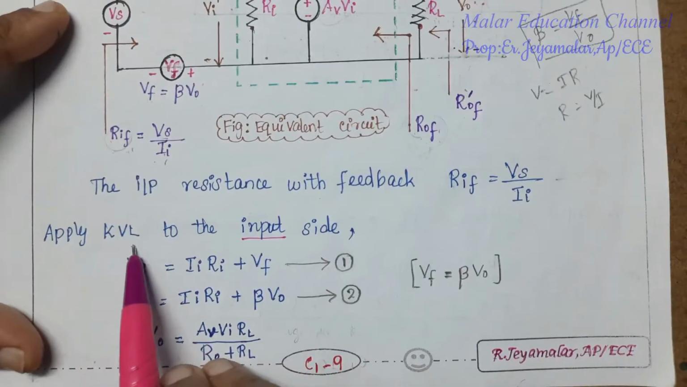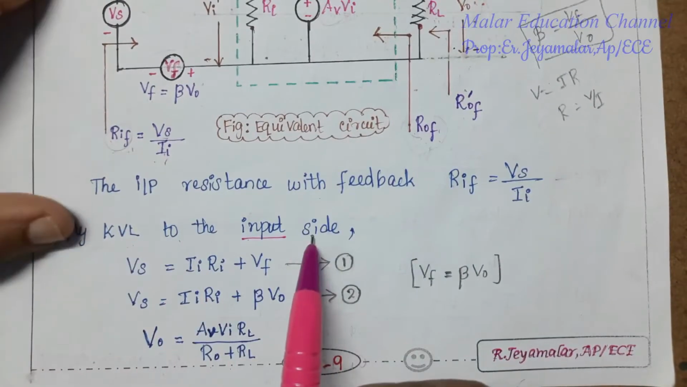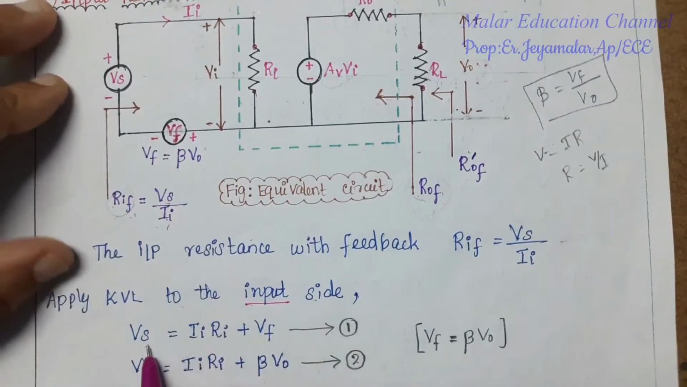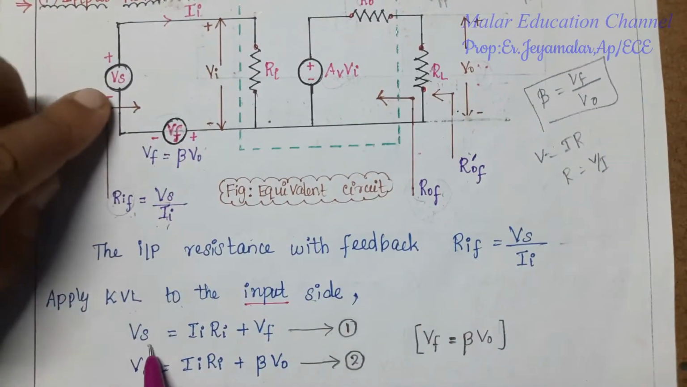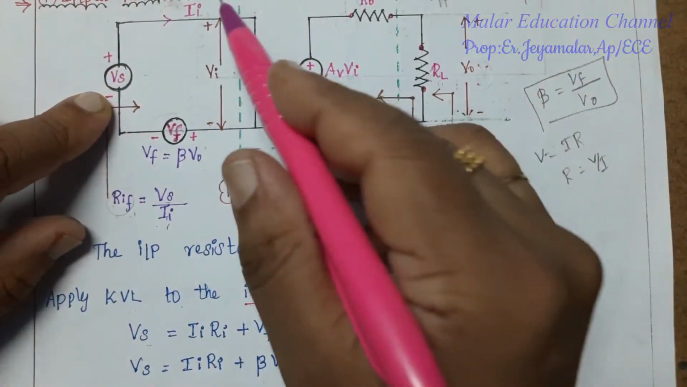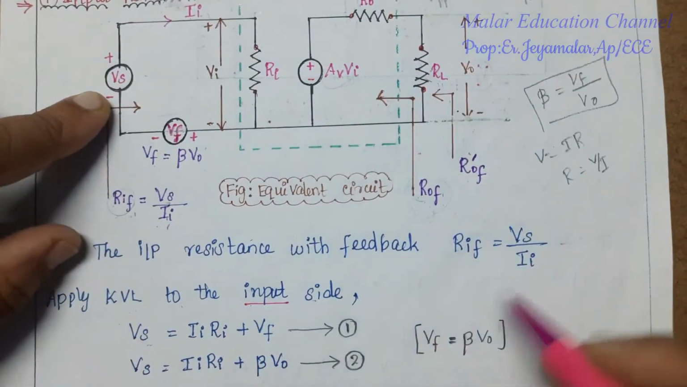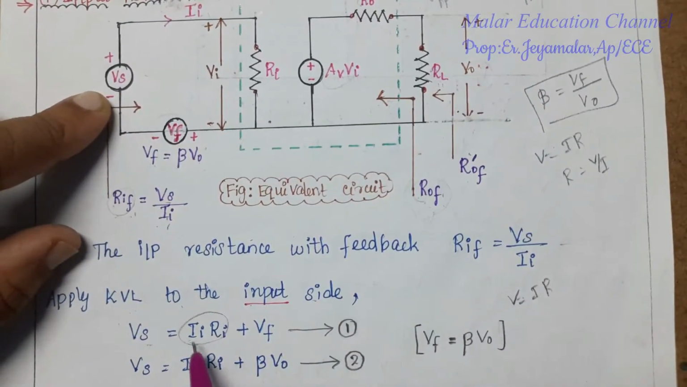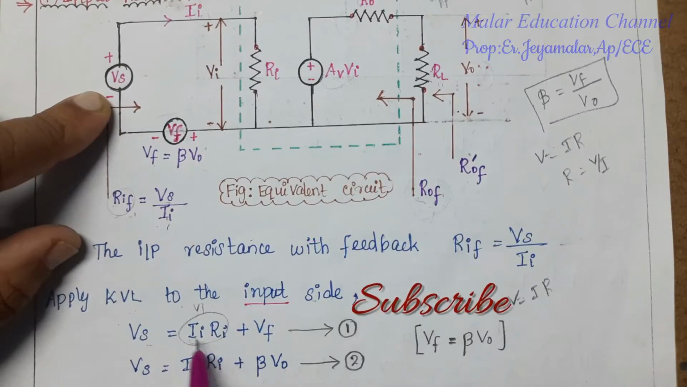Next, apply Kirchhoff voltage law to the input side. See the input section. Vs equal to Ii into Ri. We know Ohm's law, V equal to IR, isn't it? So Vi can be replaced by Ii into Ri.